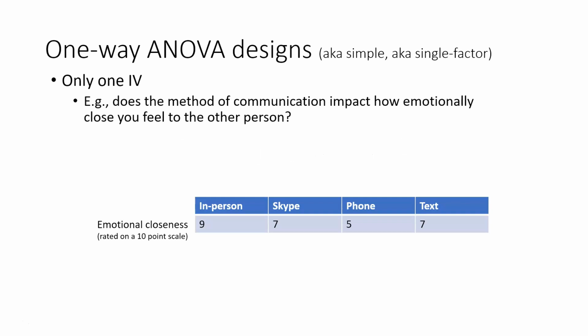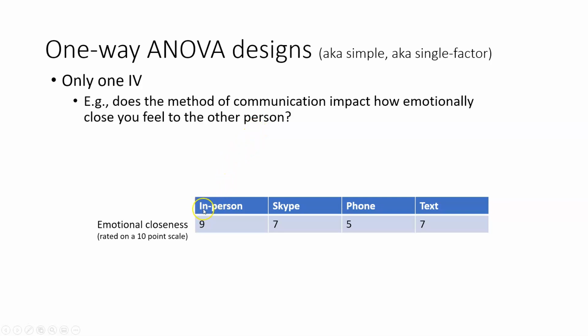Remember from our last module that we learned what were called one-way ANOVA designs. These can also sometimes be called simple ANOVAs or single-factor ANOVAs. But what defines this type of ANOVA is that they only have one independent variable. An example of this might be something like, does the method of communication that you use impact how emotionally close you feel to the other person that you're communicating with?